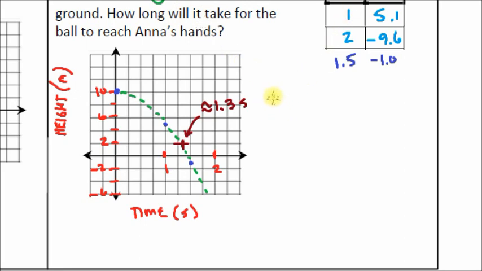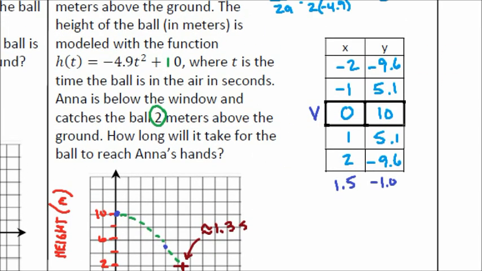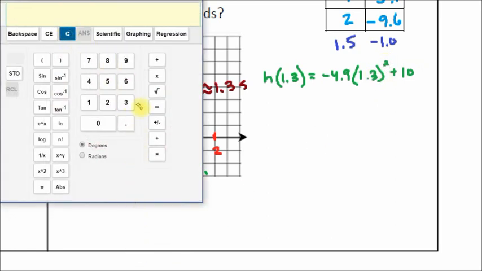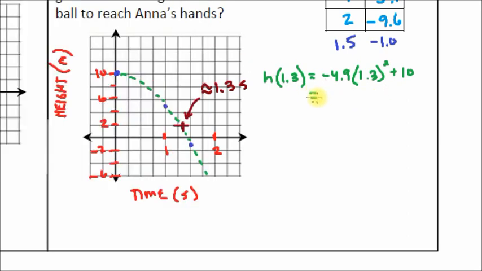I'm going to go ahead and put in here, let's see, did we call this function f? No, function h. So I want to know, what is h at 1.3 seconds? Let's go ahead and plug that in. Negative 4.9 times 1.3 squared plus 10. And let's see what we get. So calculator, negative 4.9 times 1.3 squared plus 10. How close are we? We're at 1.719. So I'm going to write that.